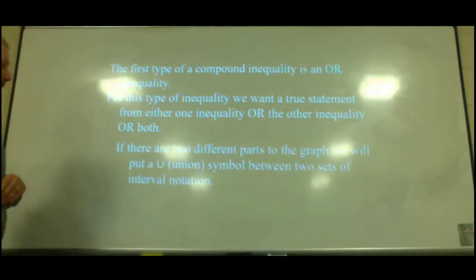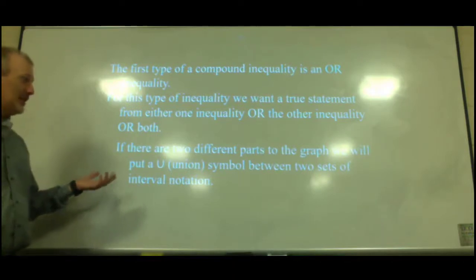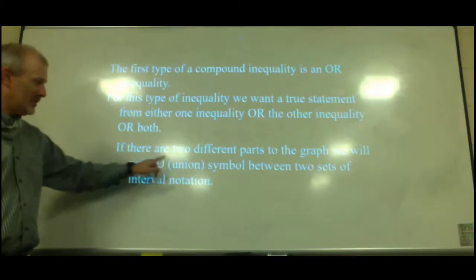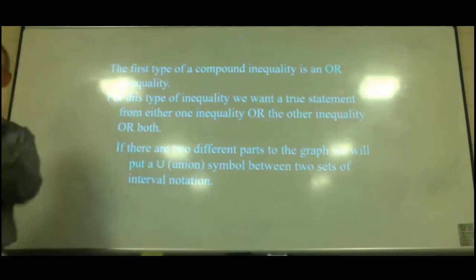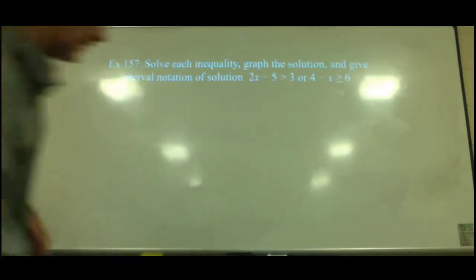If there are two different parts to the graph, then we will put a union. This big U is a union symbol between our two sets of interval notation. And you'll see that as we go through these examples. And I think on the notes, did I put the other one there right away? No, I guess I did. Okay. So let's take a look here.